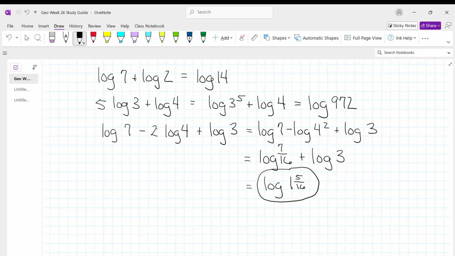So when you're subtracting logs, you divide the products. When you're adding logs, you multiply the products. And when there's a number in front of the log, you raise the product to that power when you rewrite it.